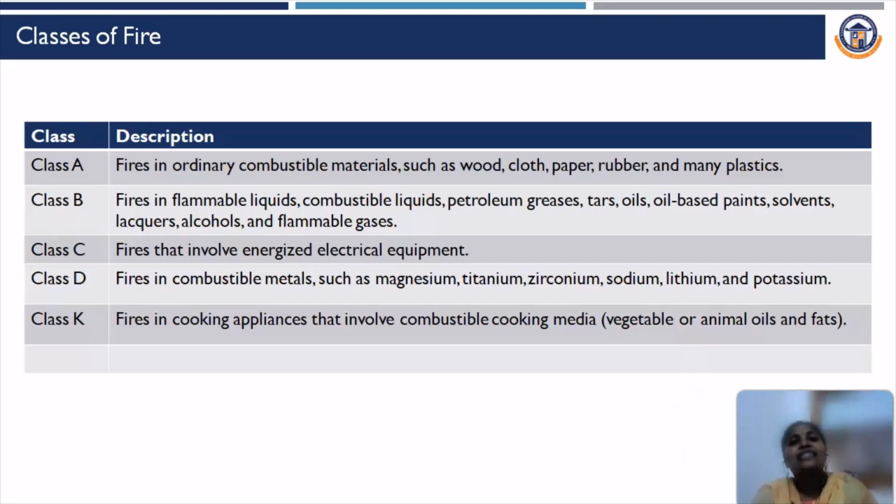The final one is Class K fire. This is fire in cooking appliances that involves combustible cooking media, like animal oil or vegetable oil and fats. So in short: Class A fire is fire in flammable solids; Class B fire is fire by flammable liquids and flammable gases; Class C fire is electrical fire; Class D fire is metallic fire; and Class K fire is cooking oil fire.